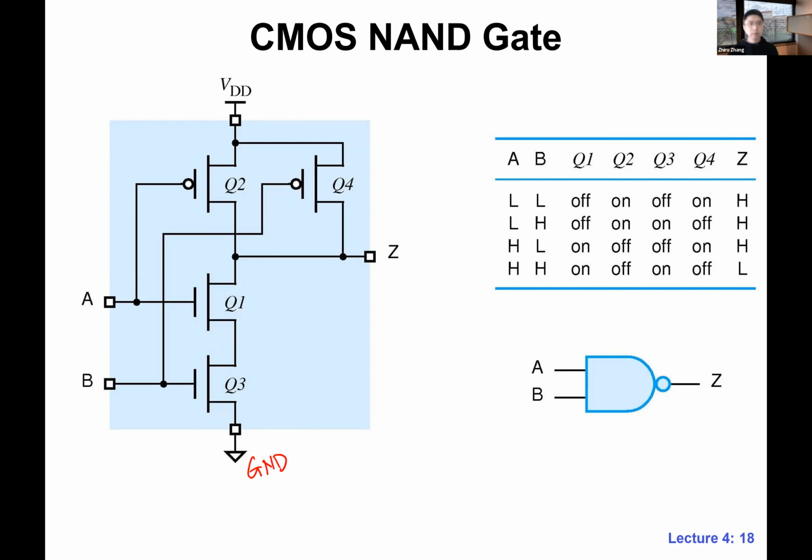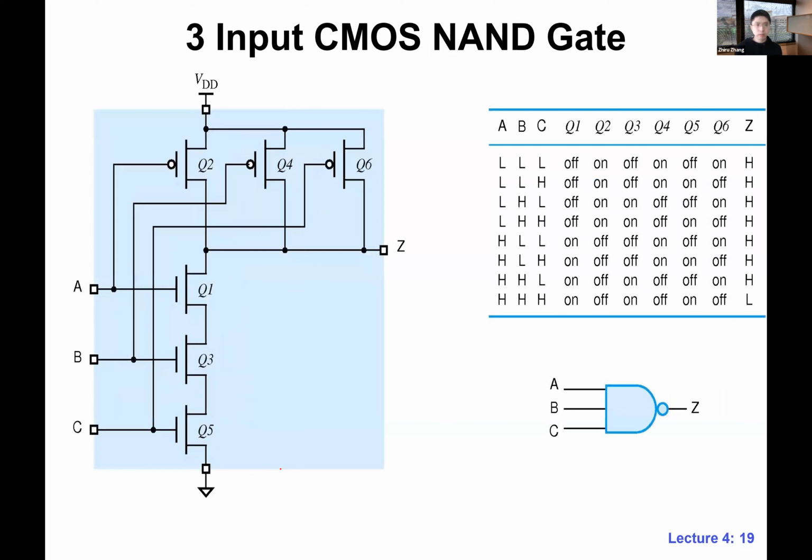Okay, and we can have different structures. This is a very simple structure. We can have a series structure in the PMOS network. We can also have a parallel structure in the NMOS network. We'll see more examples. Let's go through one more example. This is a 3-input NAND. In this case, given n inputs, we have 2N transistors.